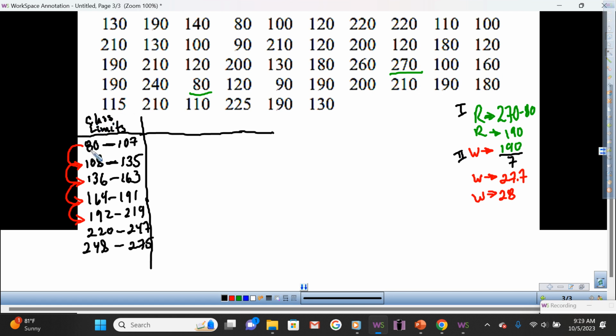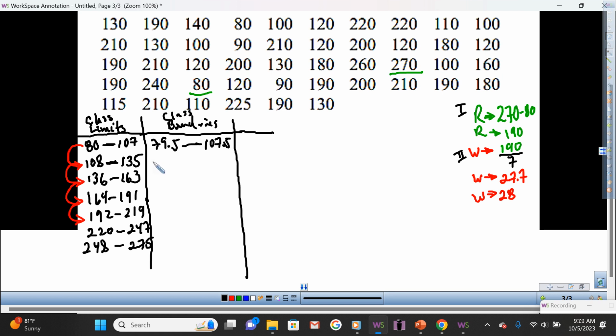So she said subtract 0.5 from 80, so that would be 79.5, and then she said add 0.5 to 107, so that would be 107.5. What are those called, people? Tell your neighbor, please. What are those called? Yeah, boundaries, class boundaries. All right. So, next one.